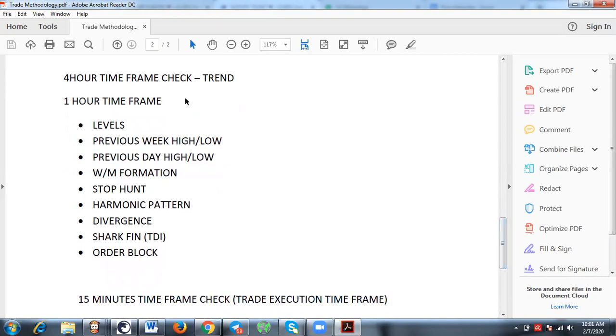So the 4-hour time frame, we'll look at the trend. The 1-hour time frame, we want to look at the levels and then previous week high and low, previous day high and low, all that information.